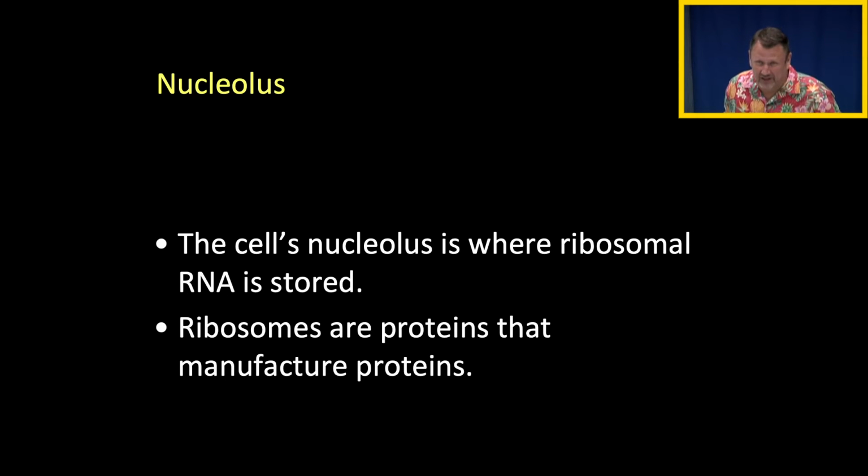Ribosomes are proteins that manufacture proteins. And hopefully I say that 50 times before the semester is over, because we're going to start talking about antibiotics, and they're going to be called ribosomal inhibitors. And they interfere with the ribosomes in bacteria that make proteins. So ribosomes are proteins that manufacture proteins.